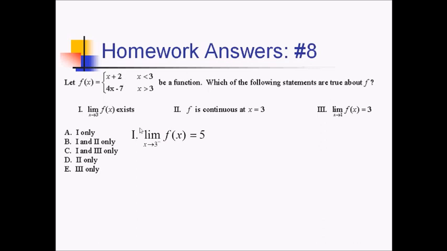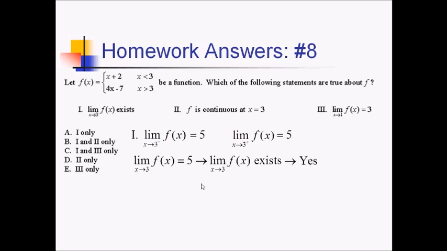And now we need the right side limit. So that's going to be 3 plugged into this other rule. 4 times 3 is 12, minus 7 is also 5. So the limit overall, as x approaches 3, is 5, which is to say it exists. So that means that this option here is legitimate. So let's move on then. So we can eliminate anything that doesn't have 1 in it, like D and E.